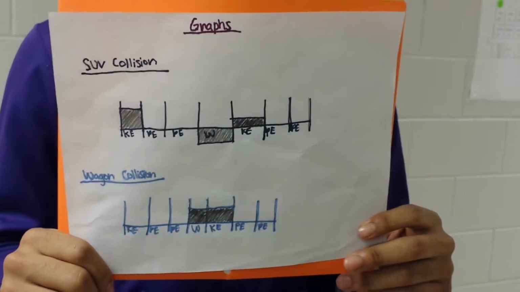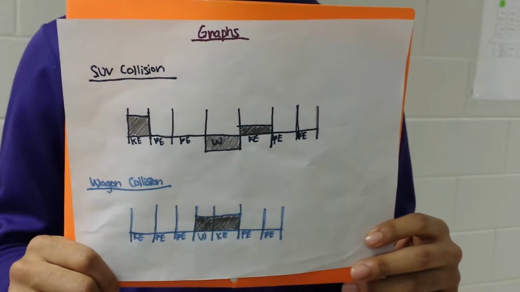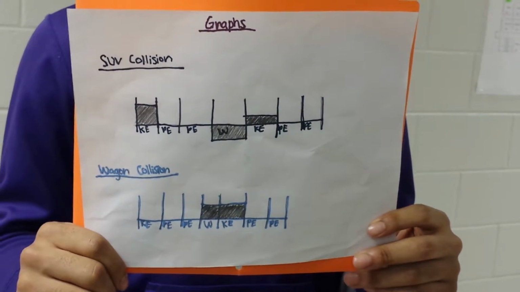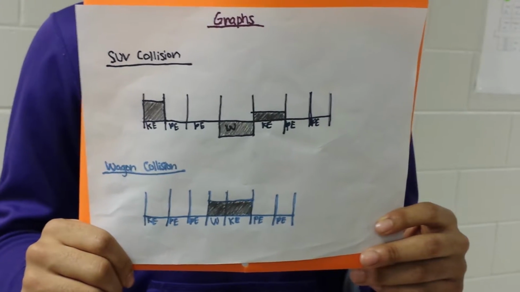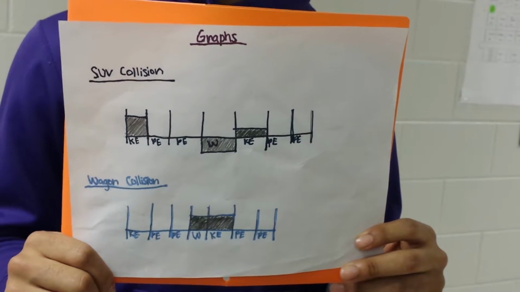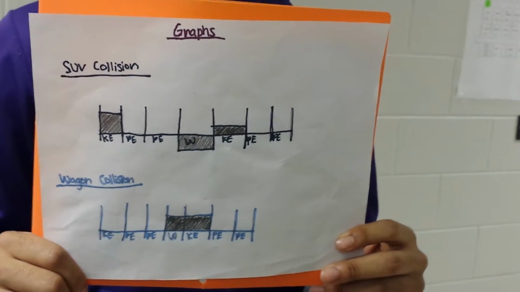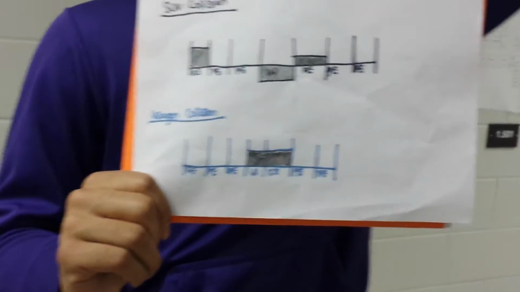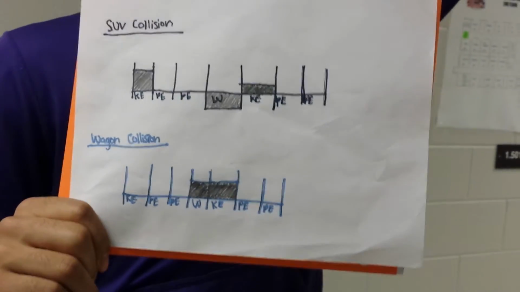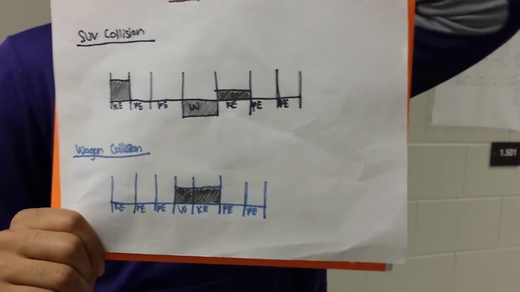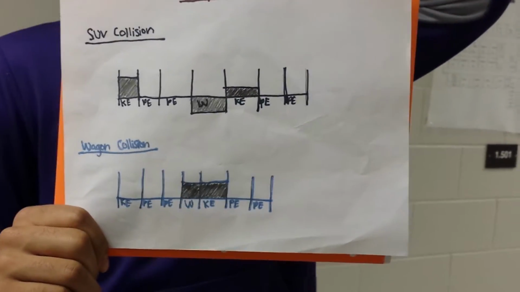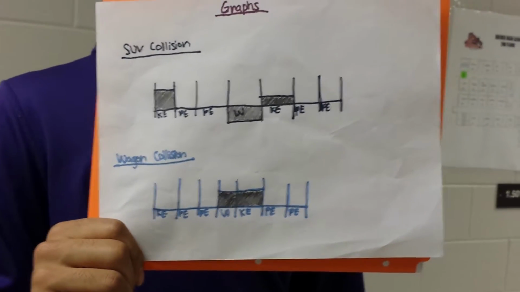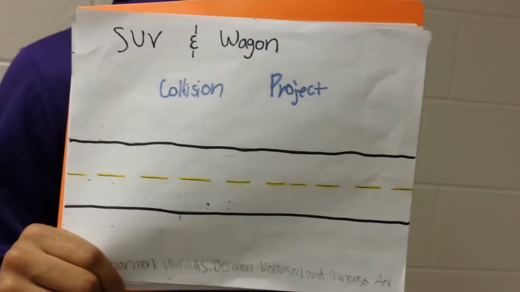In conclusion, for the SUV collision, as you can see there, the kinetic energy is high with no potential energy. The work is negative because of the collision, and it resulted in less kinetic energy but still no potential energy. For the wagon collision, there was no kinetic or potential energy in the beginning because it was at rest. The work was positive because of the SUV colliding with the wagon, and it resulted in higher kinetic energy and still no potential energy.